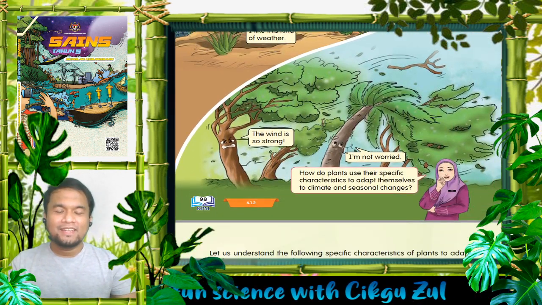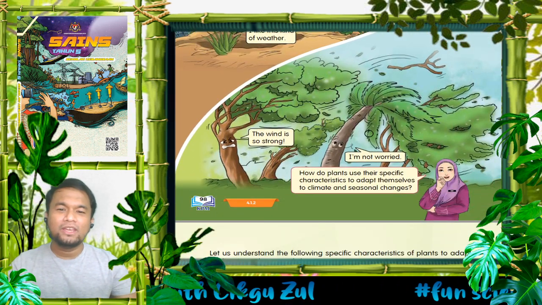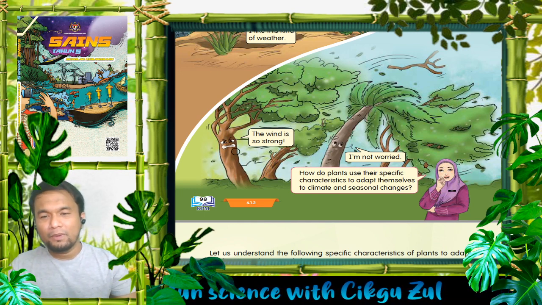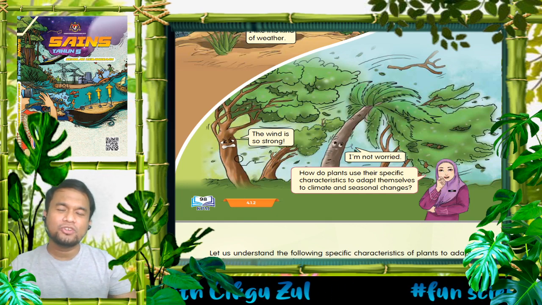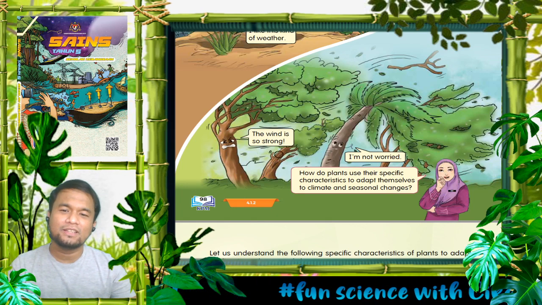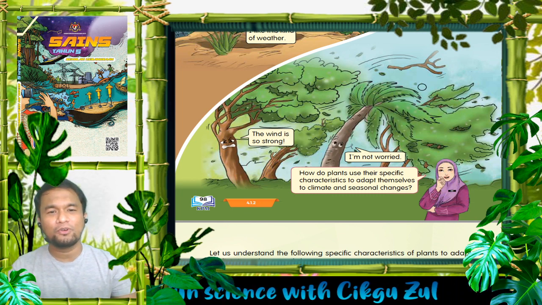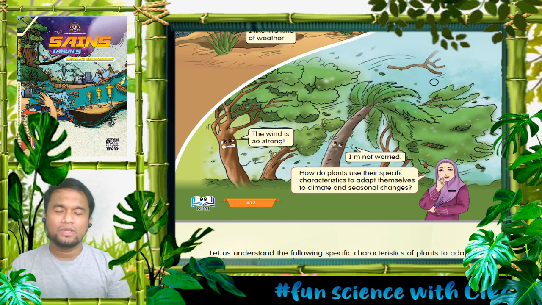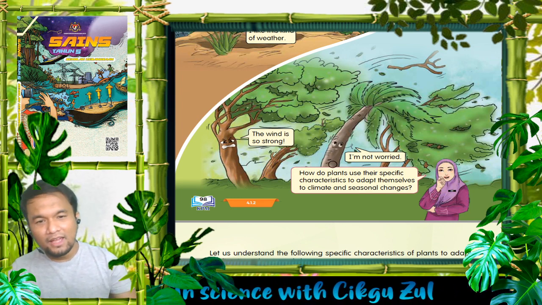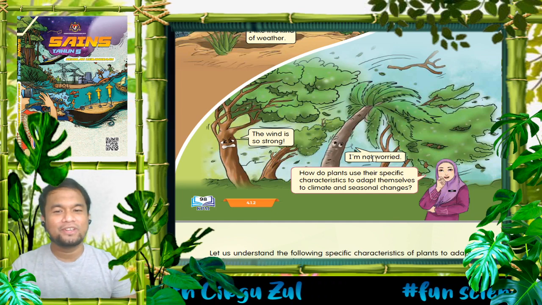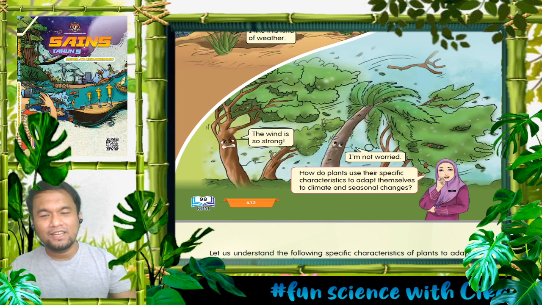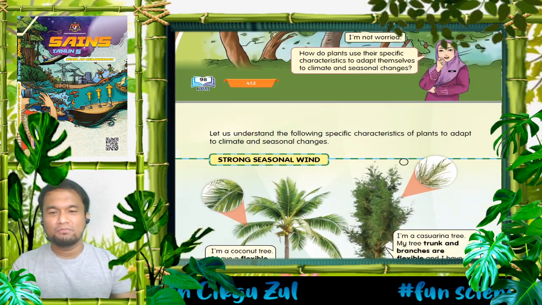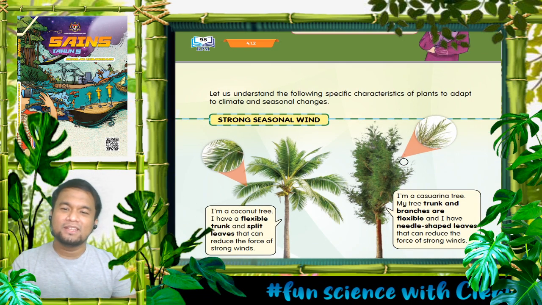Okay. And then in another situation where the wind is blowing so strongly, you can see here the tree is so hardly trying to keep itself on the ground. Dia kata the wind is so strong sampai pokok dia punya branches are blown away by the wind. But here another plant is not worried. I am not worried. Kenapa pula? Ada yang suka, ada yang tidak suka. So kenapa? Sekarang kita nak explore bersama-sama apa yang menyebabkan dia suka dan apa yang tidak suka itu.